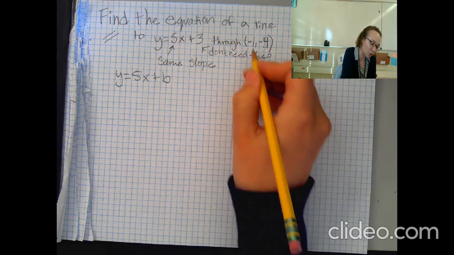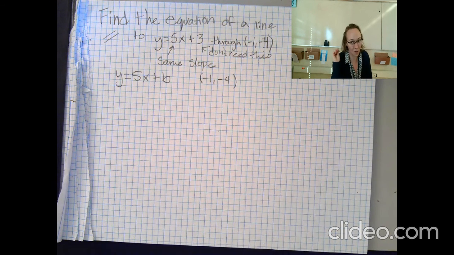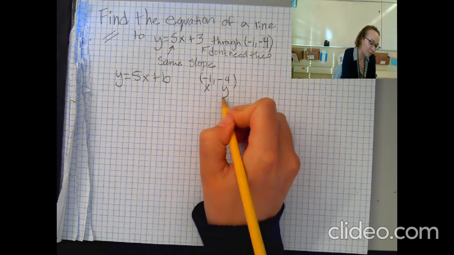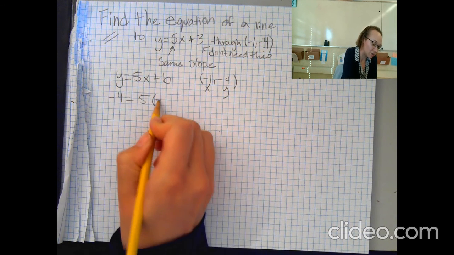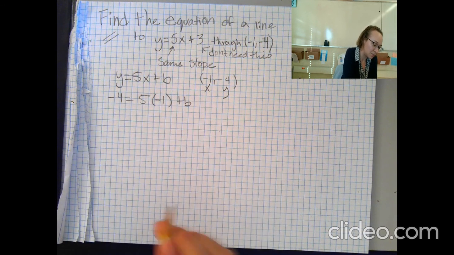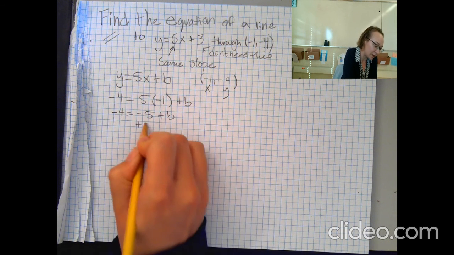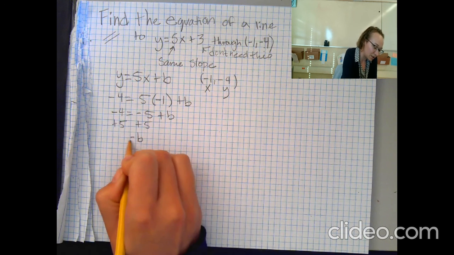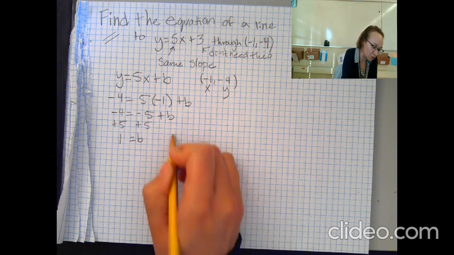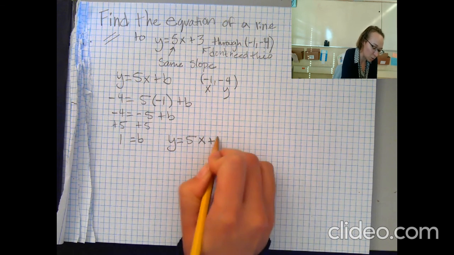And fortunately, we have a point, -1, -4, and we can solve for that just like in the last video that you already watched, because you're following directions for x, y. So -4 = 5 times -1 plus b. -5 plus b, we add 5 to both sides, and we get b = 1. So my new equation is y = 5x plus 1.